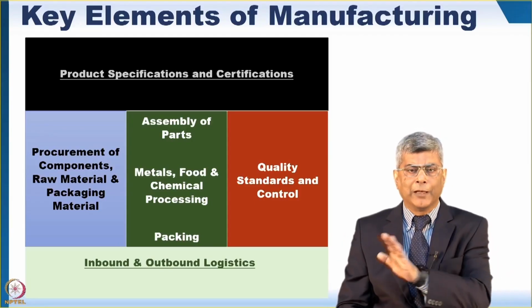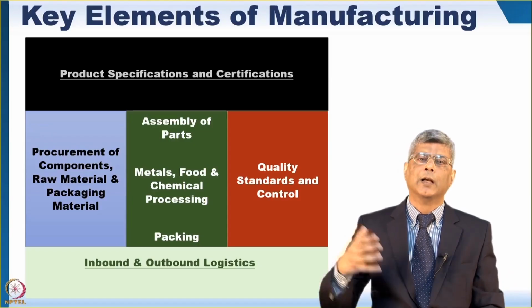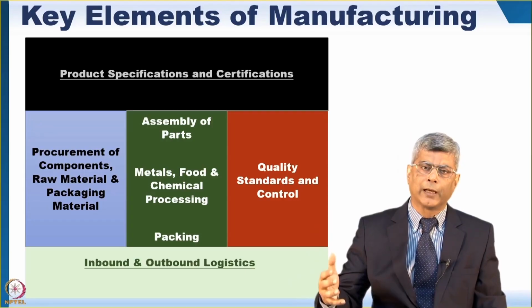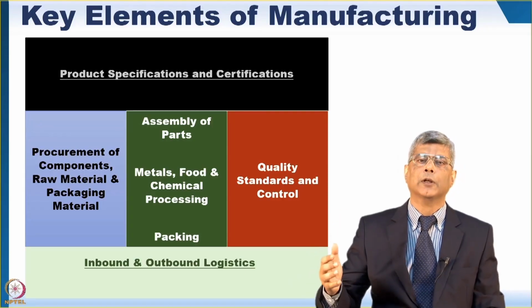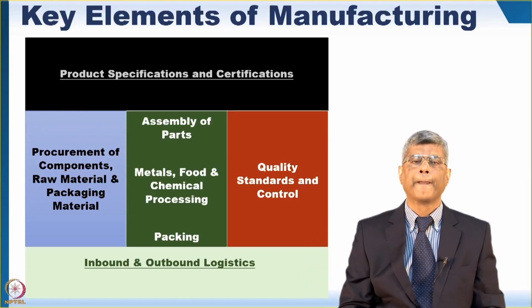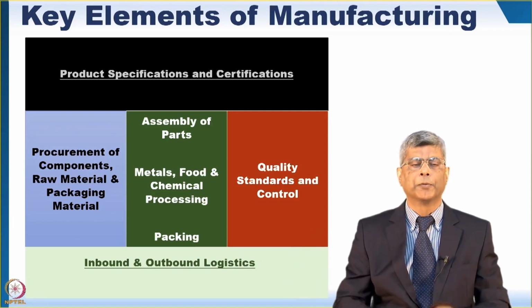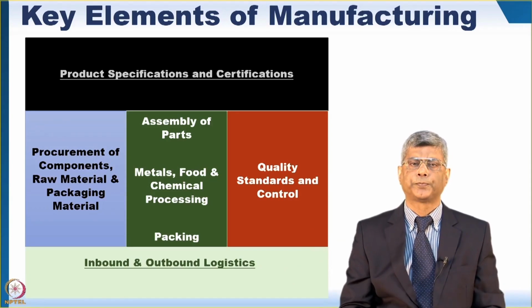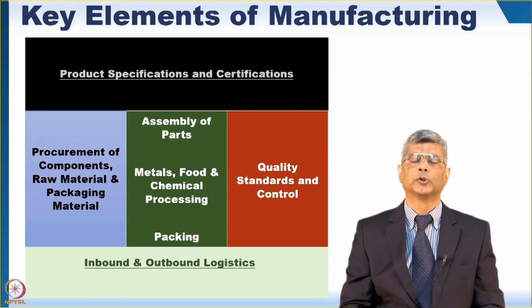Now, getting into the manufacturing itself, there are several parts. The first part is if a product needs 10 components or 100 components, or a car may want 1,500 components, those components have to be procured from many different suppliers and brought to a central assembly point. So that's procurement.